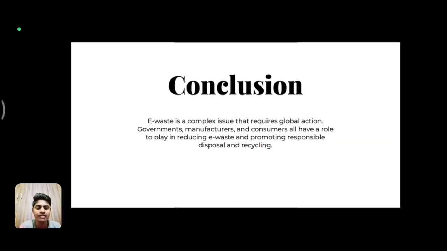Conclusion: e-waste is a complex issue that requires global action. Government, manufacturers, and consumers all have a role to play in reducing e-waste. Not only the government and the companies, the people and consumers, even we have a role to reduce e-waste, and we should also reduce our use of electronic gadgets and electronic items, especially unnecessary use.